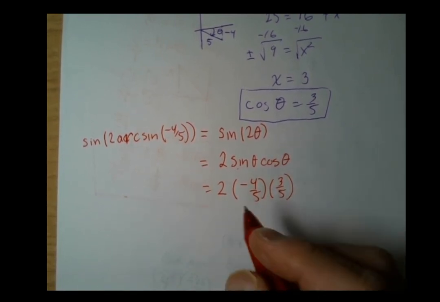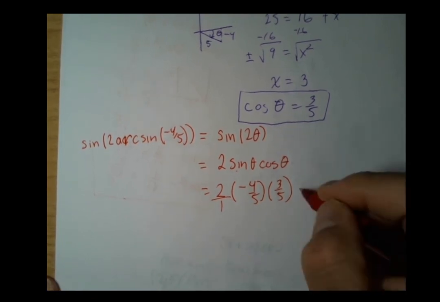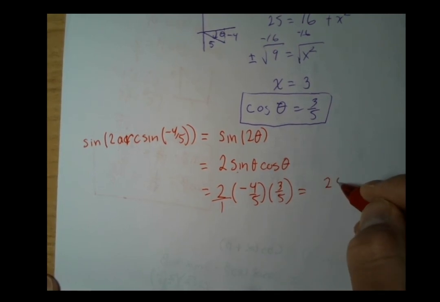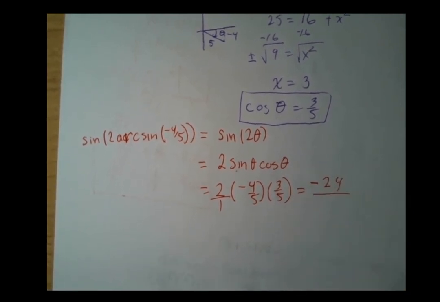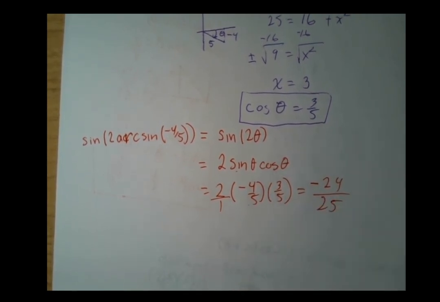All right, and then multiply. We have 3 fractions essentially. 2 can be rewritten as 2/1. So we have 2 times 4 is 8, times 3 is 24. Don't forget to bring that negative along for the ride, since there's only one of them. And in the denominator, 1 times 5 times 5 is 25. Right, and now we have simplified that expression.